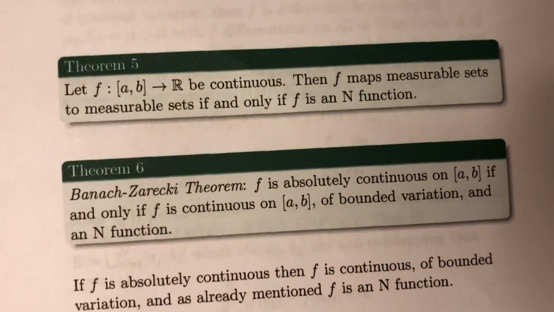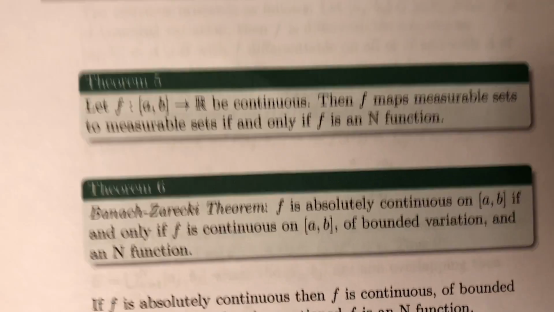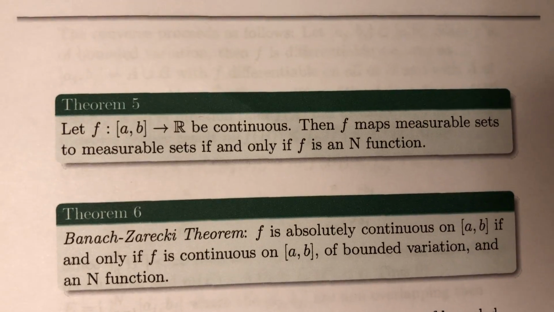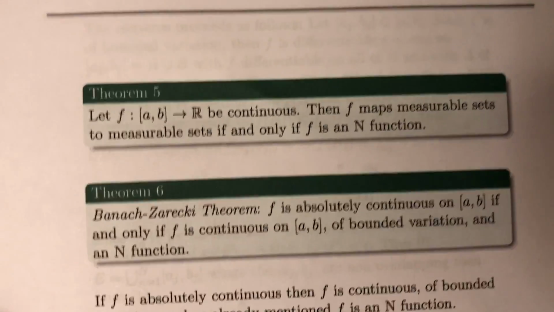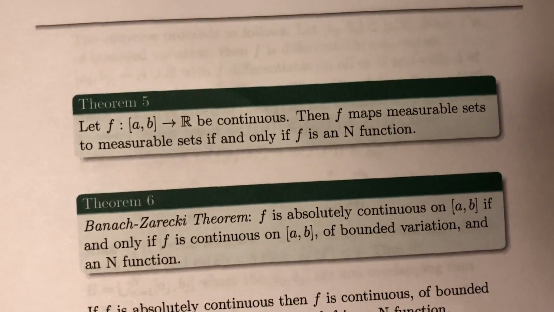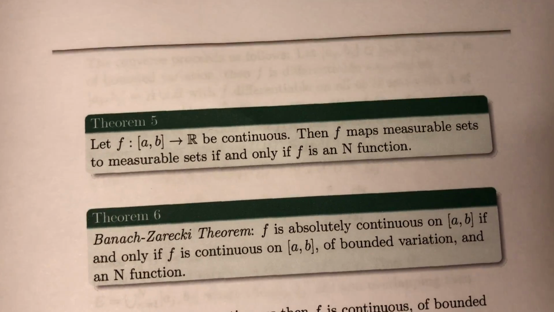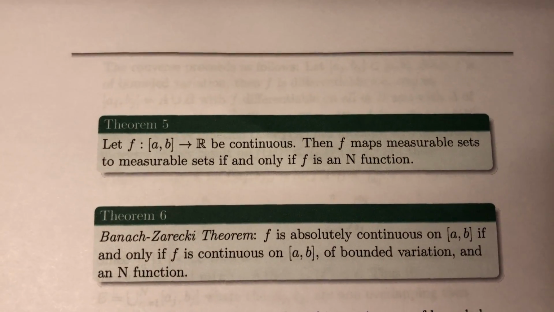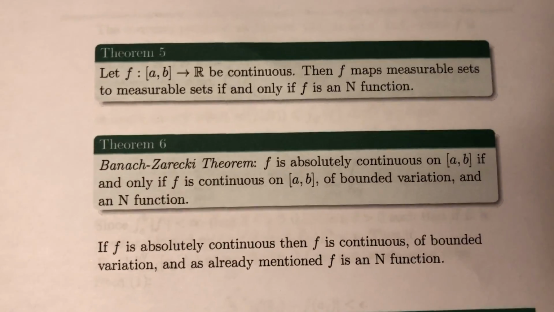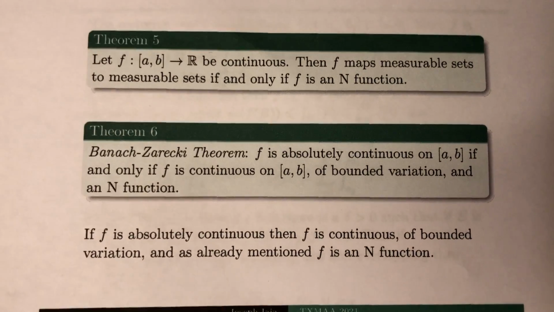Okay, so it turns out that there's an analogous theorem: if f is continuous, then it maps measurable sets to measurable sets if and only if f is an N function. So that's an analogous theorem to the previous one. But here's another interesting theorem about N functions. There's this famous Banach-Zarecki theorem that says f is absolutely continuous if and only if it's continuous, of bounded variation, and an N function.